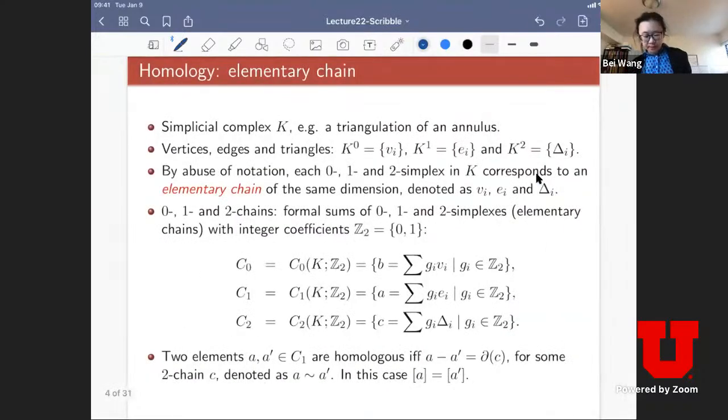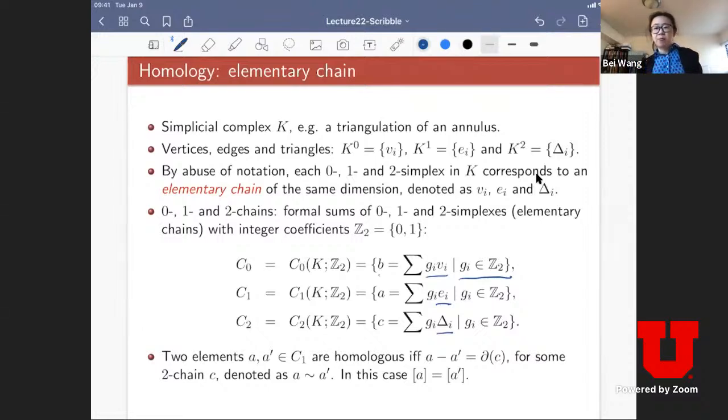Now, formally, if I write it formally, it's just a linear combination. So C of 0 is all the elements such that it's a linear combination of all the vertices. This is just writing it formally, where the coefficient is either 0 or 1, okay? Same thing with capital C of 1, that is linear combination of edges with 0, 1 coefficient. And then a 2-chain is a linear combination of triangles with 0, 1 coefficient. So this should all look familiar.